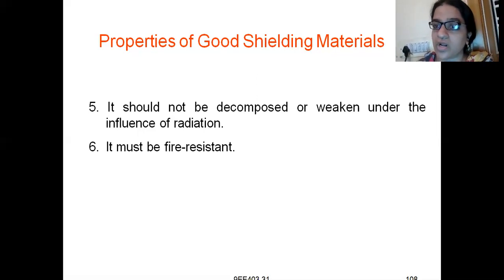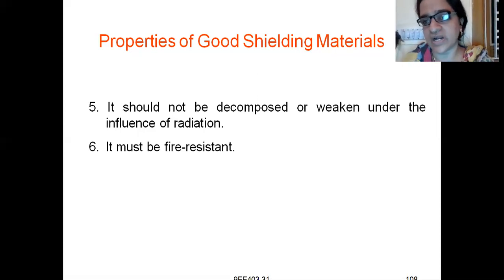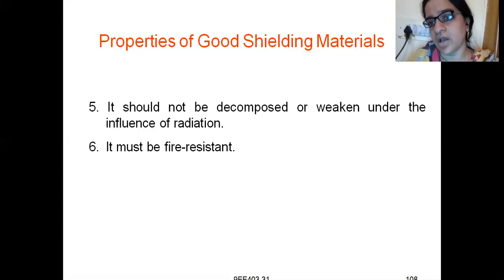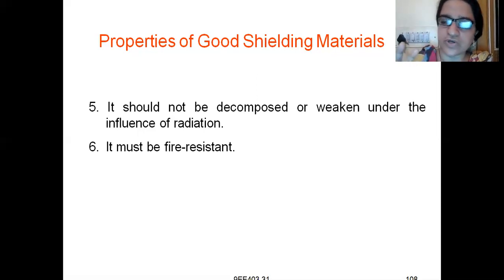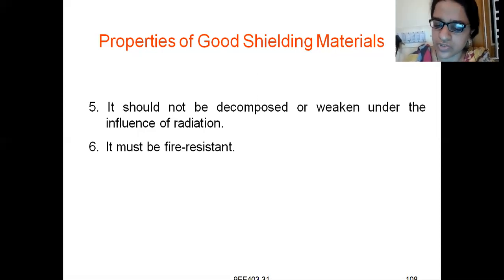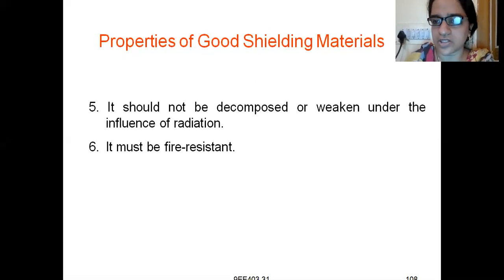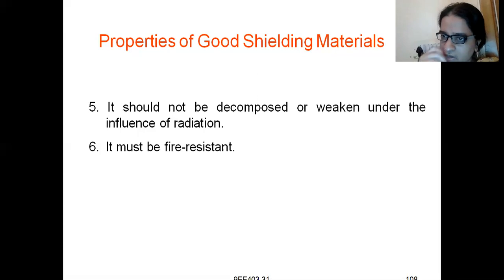Next, it should be fire resistant. Why? Because more and more heat is liberated. If this shielding material has a property of catching fire easily, then due to the high temperature inside the nuclear reactor, the reactor vessel will burn off. So they should be heat resistant also, and should not easily catch fire. Okay, so these are the properties of good shielding materials.